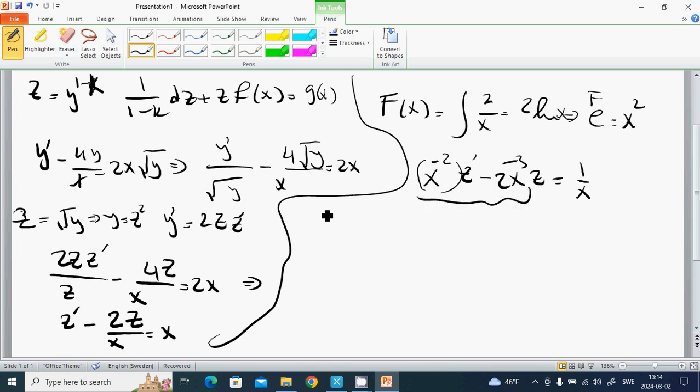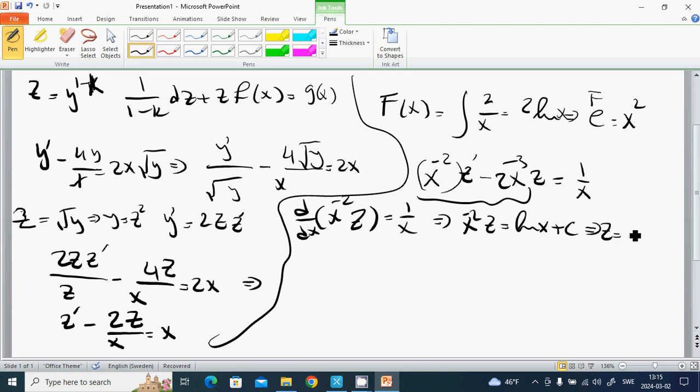is d divided by dx of x minus 2z equals 1 divided by x, then x minus 2z equals ln x plus c, then z equals x squared times C e C x. Okay.